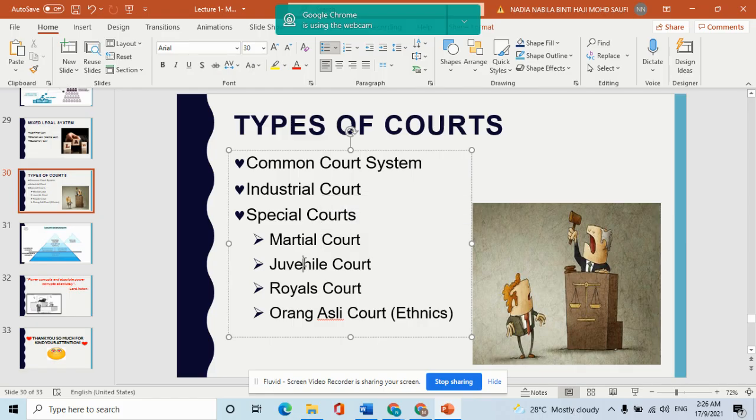Juvenile court, I'm sure all of you are very familiar with what a juvenile court is. Juvenile court is for parties who are 16 years old and below. Royal court is for the royals, but not all the royals. As an example, TMJ, a famous royal in Malaysia, will have to go to the normal court system.